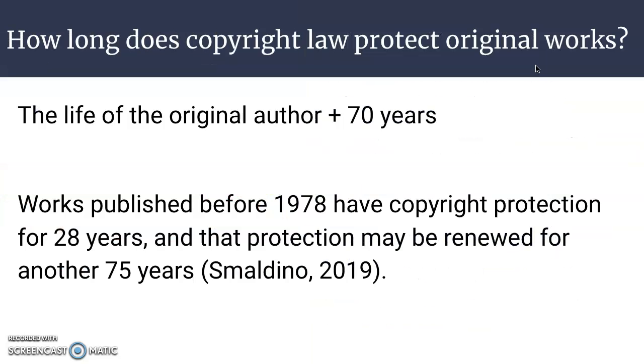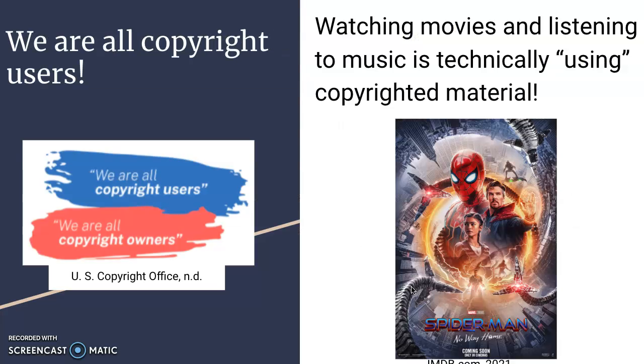So protection for copyright is the life of the original author and add 70 years to that. So it's a pretty long amount of time. These are for works that are published after January 1st of 1978. Anything published before that will have copyright protection for 28 years, and then the author, distributor, or publisher can renew that copyright.